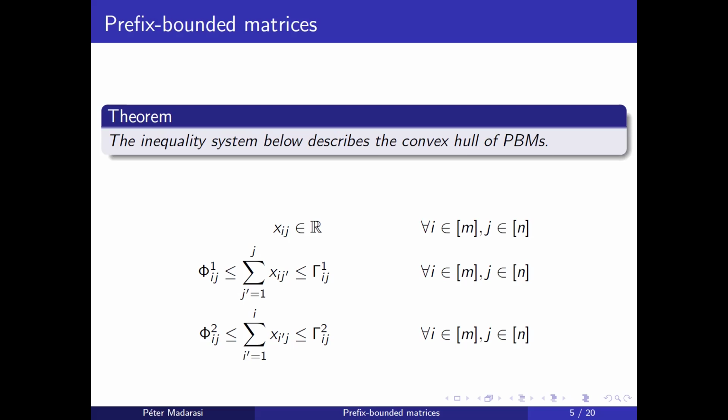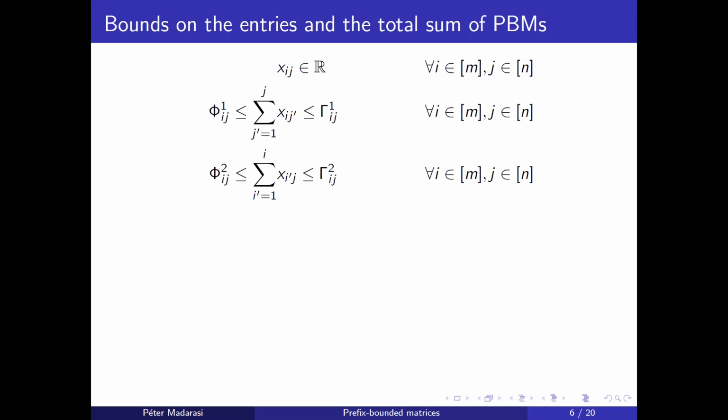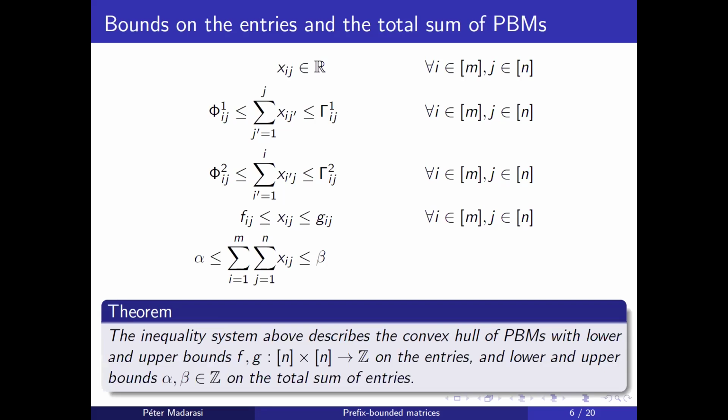And we will push things just a step further. We consider the same set of inequalities, but also pose lower and upper bounds f and g on every single entry, and also on the total sum of the entries. Here the bounds will be alpha and beta. We will again assume that all of the bounds are integers. And again, this system is still defined by 2 laminar families of sets. So again, they describe the convex hull of the PBMs for which the entry bounds f and g and the total sum bounds alpha and beta are satisfied.